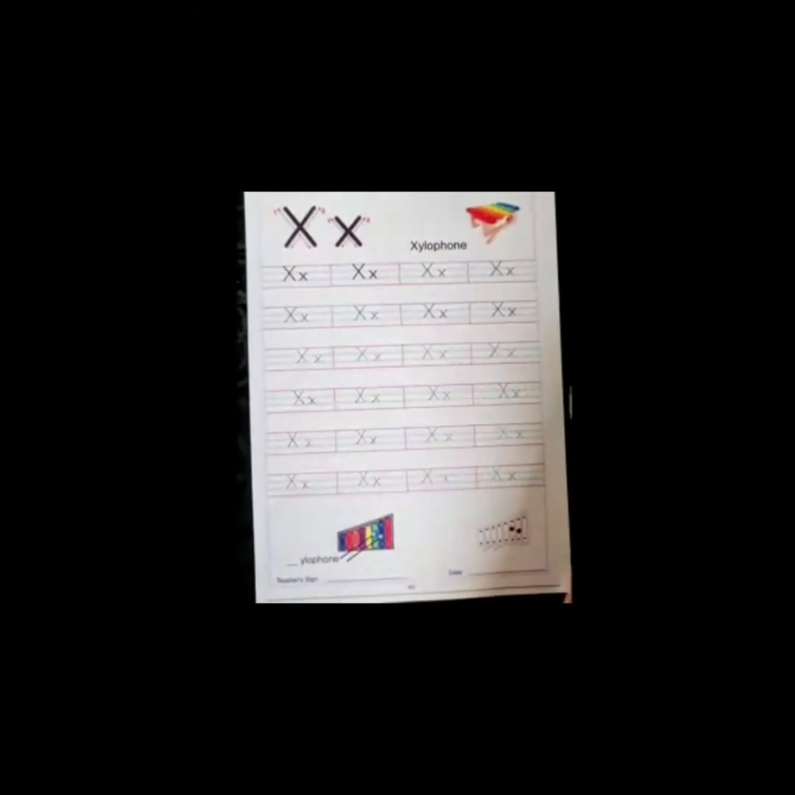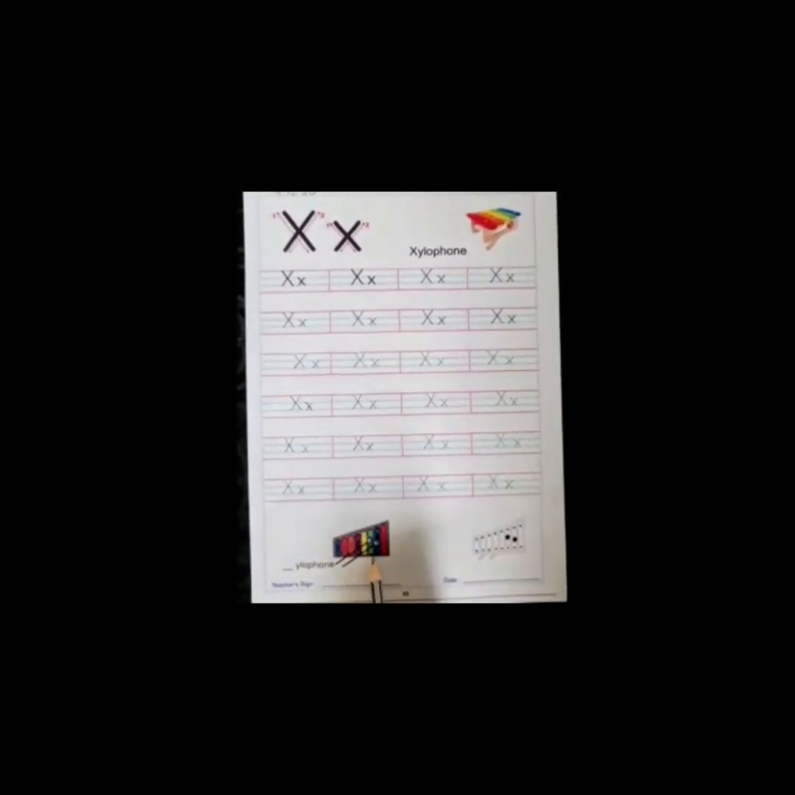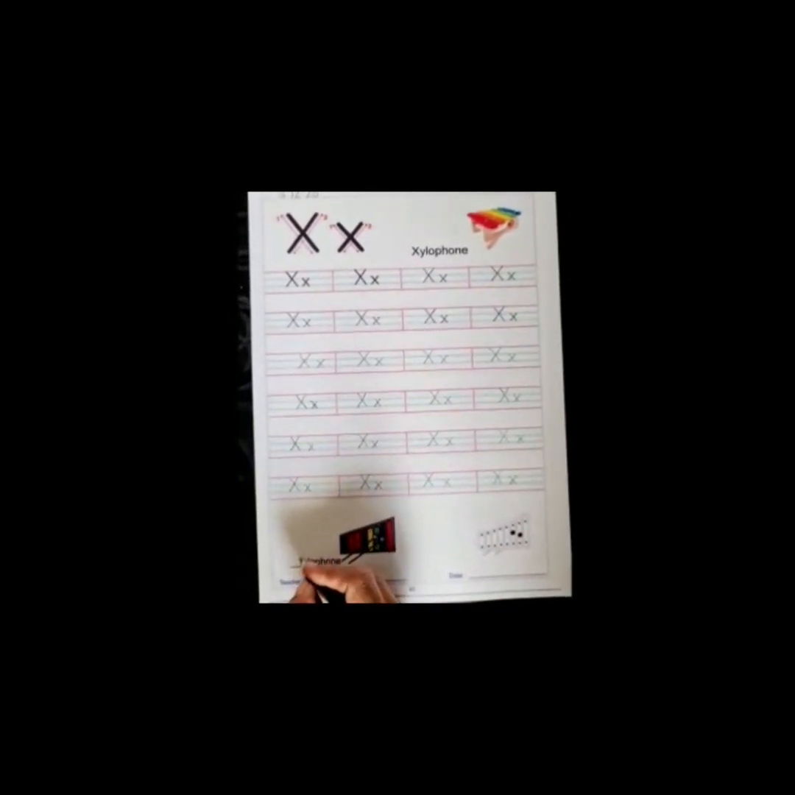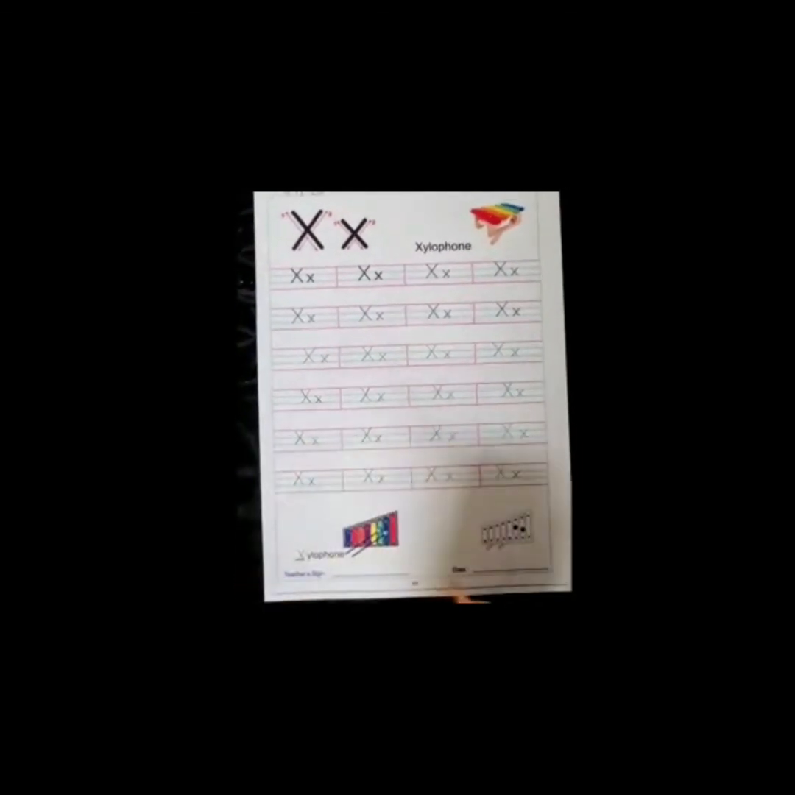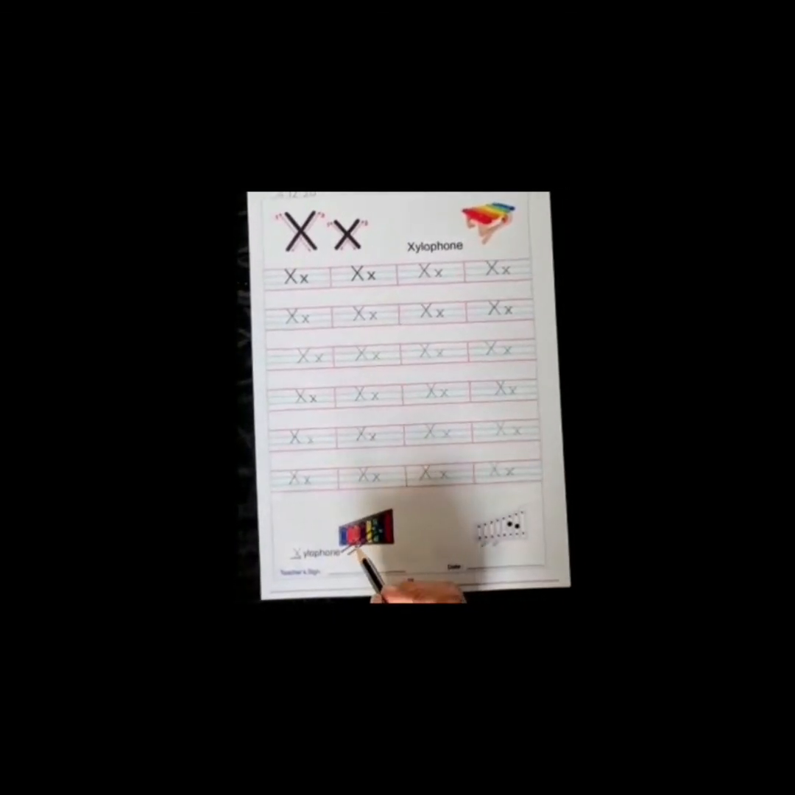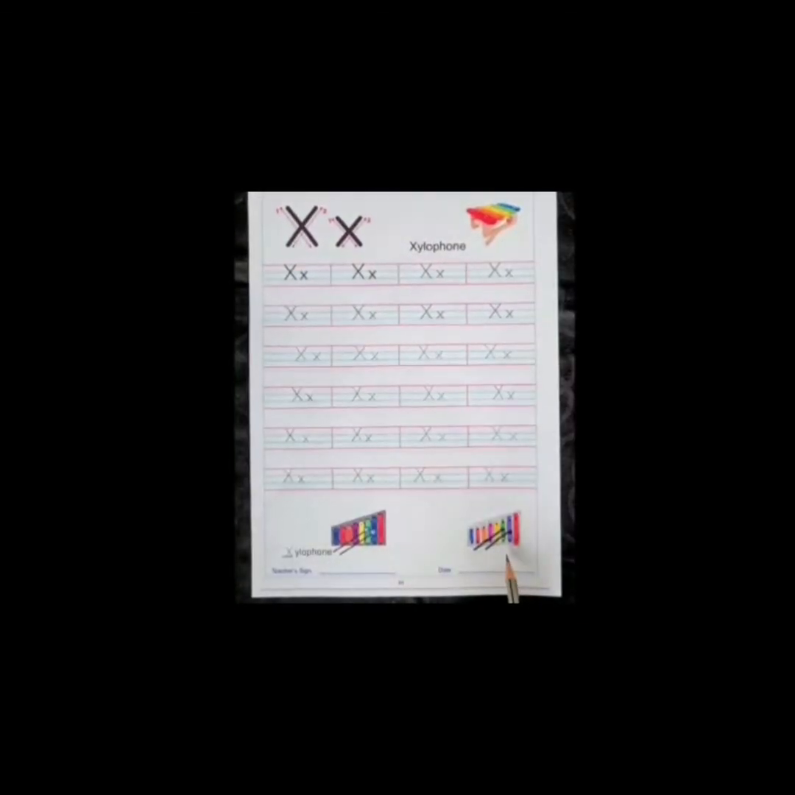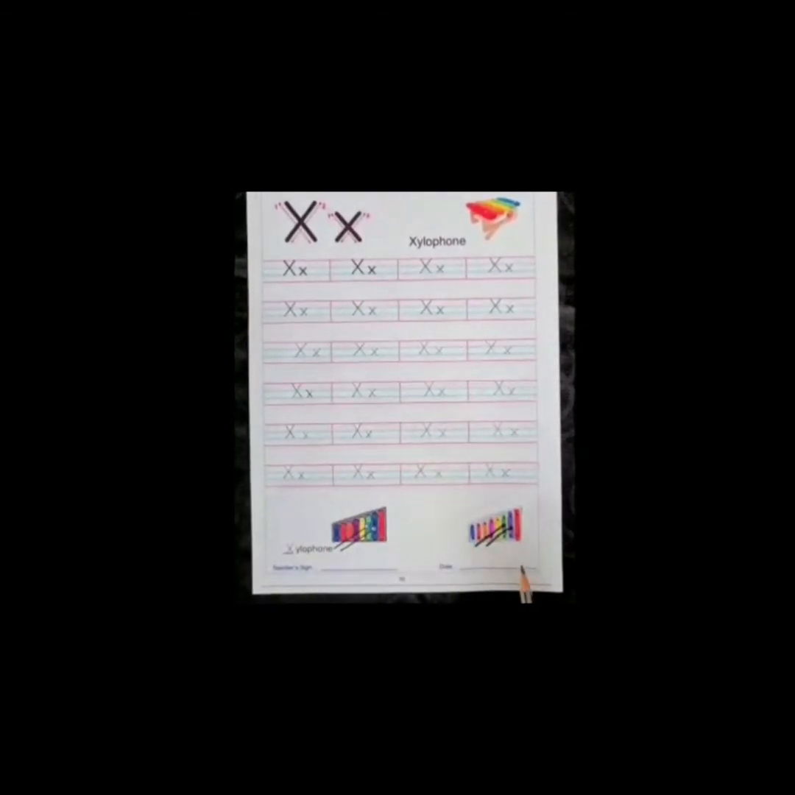Children, this is how you will complete the whole page. Now what is this? Xylophone. So which letter will you write here? X. X is in xylophone. Now we will color the xylophone as it is given here. This is how we will color the xylophone. I hope you will complete the page properly.